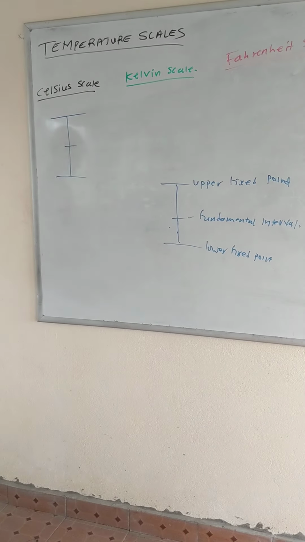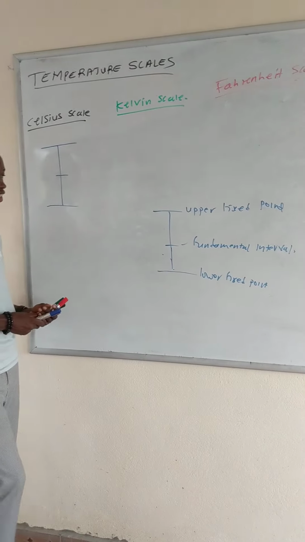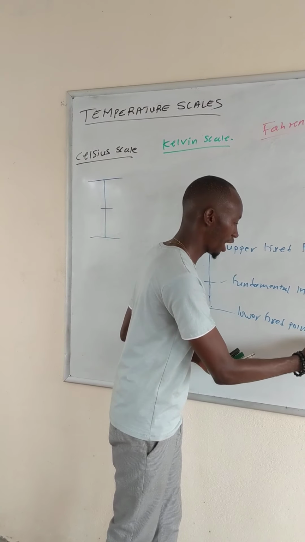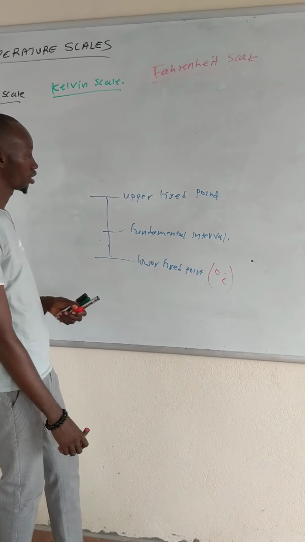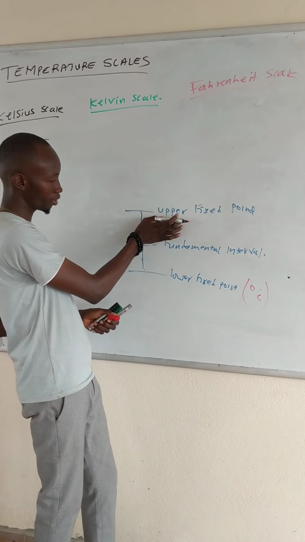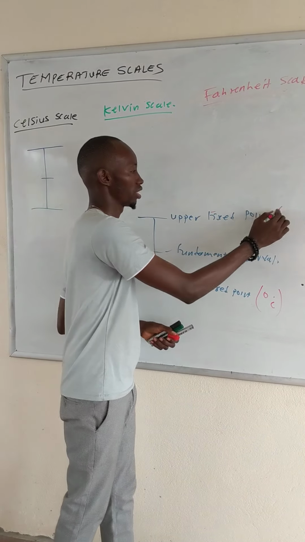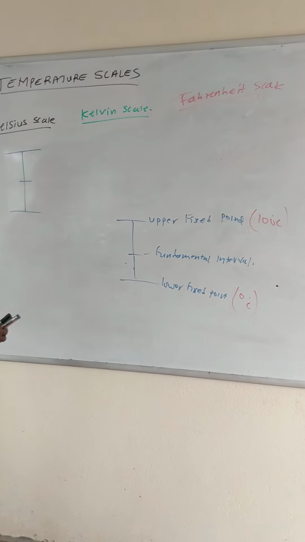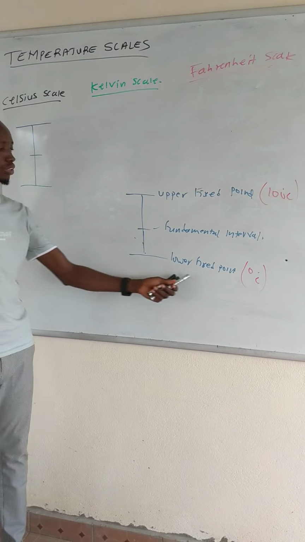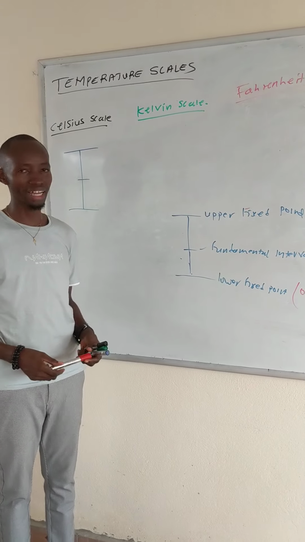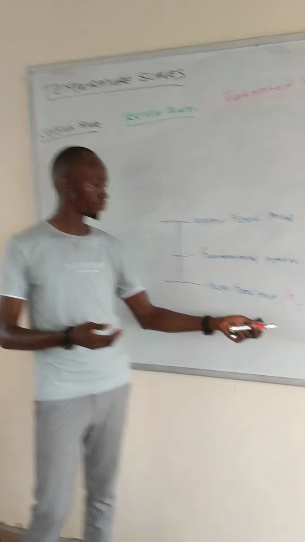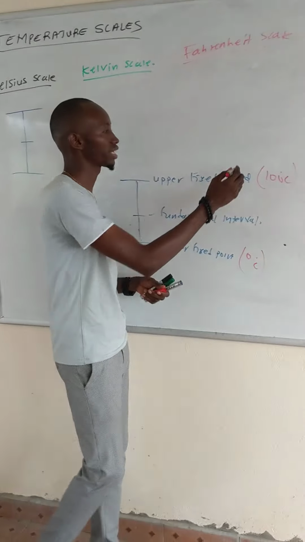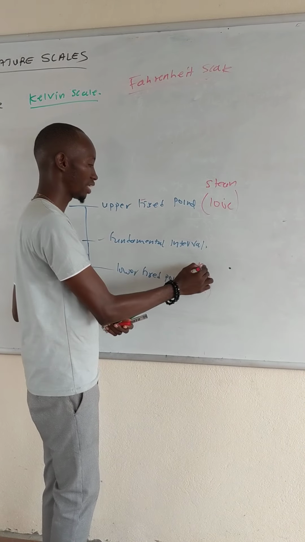What do we mean by the lower fixed point? The lower fixed point is the temperature which corresponds to the ice point. The ice point is measured at 0 degrees Celsius, while the upper fixed point is the temperature which corresponds to 100 degrees Celsius. The lower fixed point is the temperature at the ice point, calibrated at 0 degrees Celsius, and the upper fixed point is the temperature of the steam.